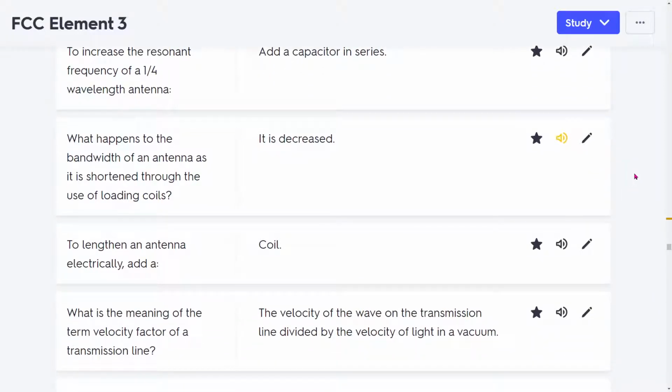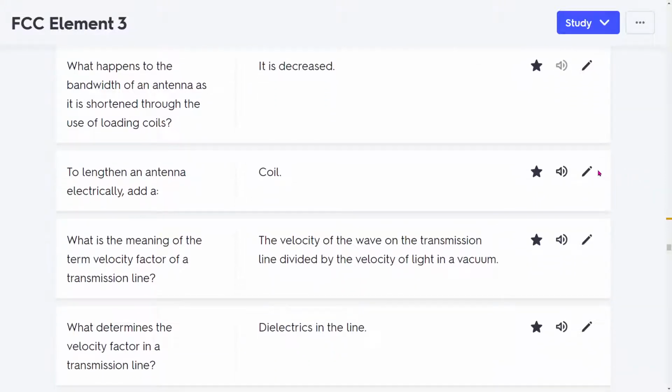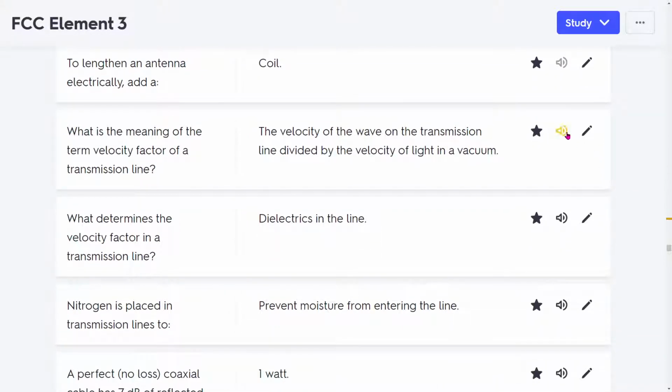What happens to the bandwidth of an antenna as it is shortened through the use of loading coils? It is decreased. To lengthen an antenna electrically, add a coil. What is the meaning of the term velocity factor of a transmission line? The velocity of the wave on the transmission line divided by the velocity of light in a vacuum.